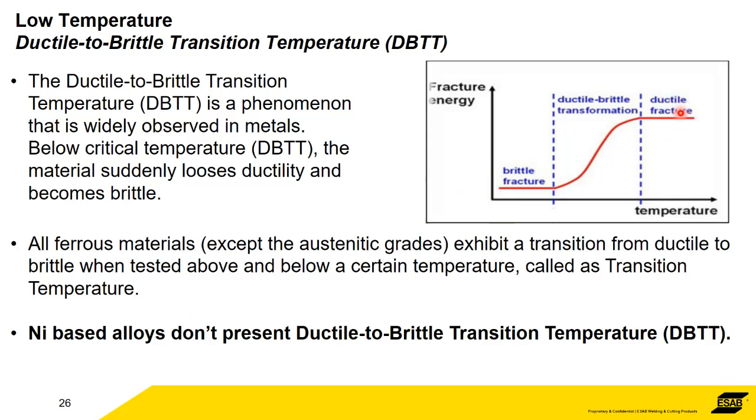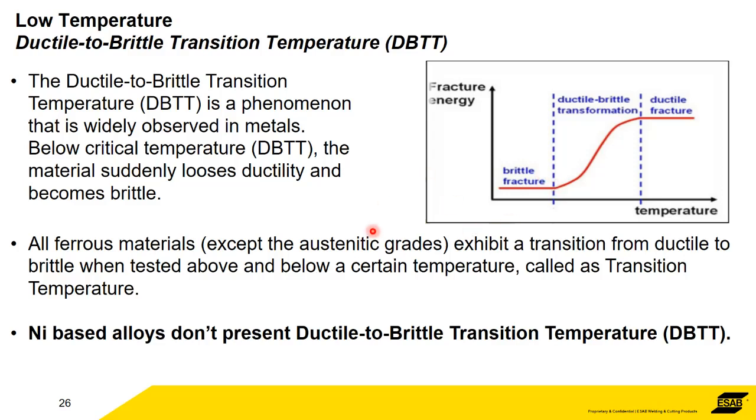If you're starting at a high temperature, then the fracture energy is very high. You've got a ductile material. It's as ductile as it is at room temperature, for instance. As you start to reduce the temperature, there's a transformation, and different metals are affected in different ways. But there's a definite transformation whereby you've gone from ductile to brittle. So if you've not designed correctly, and your weld is operating at this temperature, there's a possibility that you're going to suffer a brittle fracture.